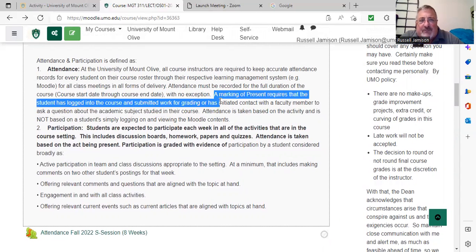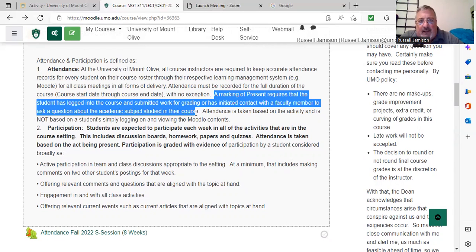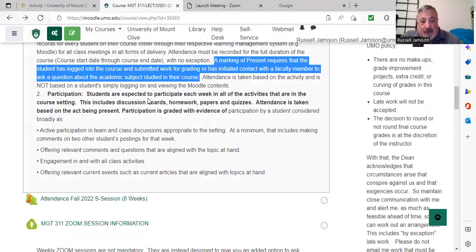A marking of present requires students logged in the course and submitted work for grading or has initiated contact with, for example, me, who asked a question about an academic subject. Okay, so simply coming on Moodle and just looking doesn't quite make attendance. You have to actually turn something in, like a quiz or make a post or something like that.